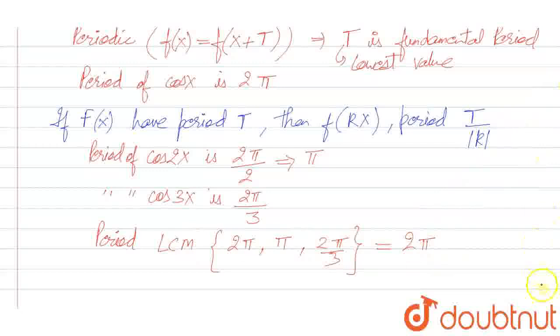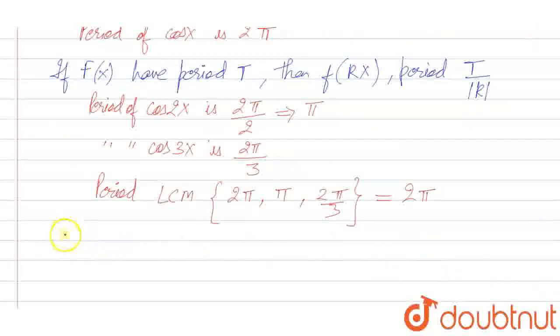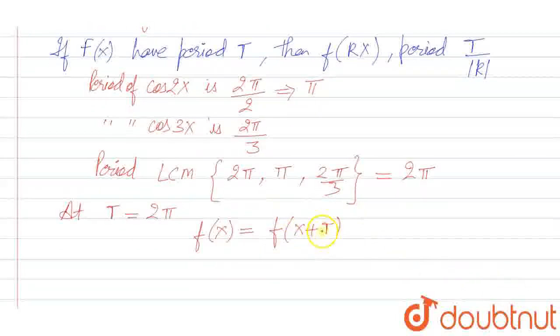However, we have to check. Suppose T is equal to 2 pi here. So f of x is equal to f of x plus T, but we have to check whether the period is the minimum value or not. So we will check at T by 2. If a function is periodic at T by 2, then it will also be periodic at T. So at pi we will check.